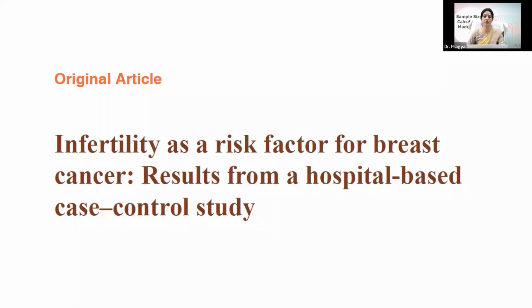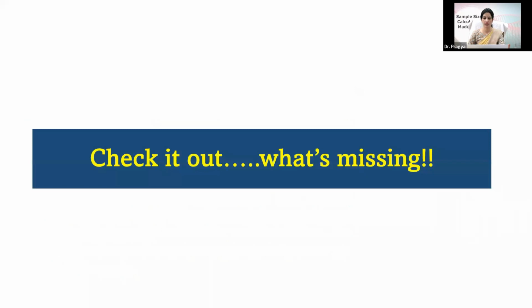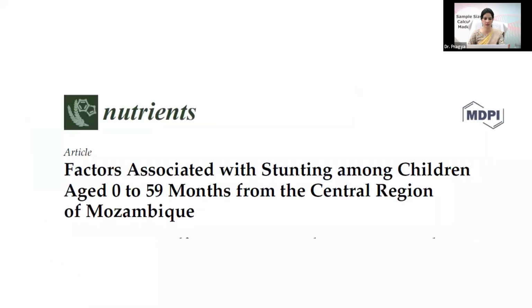In this case also, there was an article, infertility as a risk factor for breast cancer, and it was a hospital-based case control study. You can see they have started with 1,410 cases and 1,410 controls, but they have taken only 1,177 cases and 1,204 controls, because those were the eligibility criteria. So now I think I will not discuss these things.